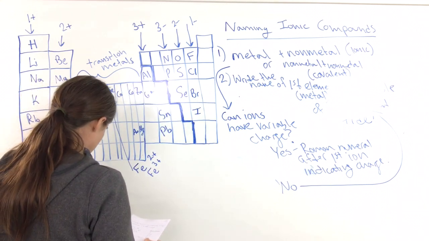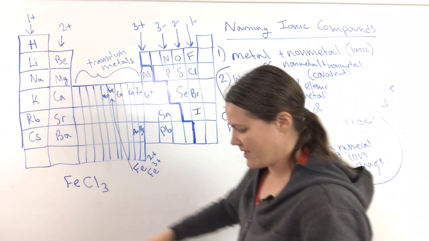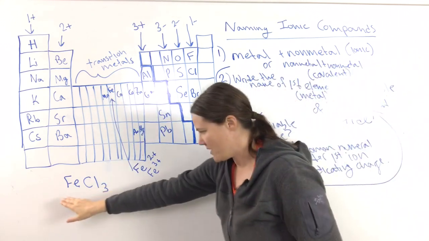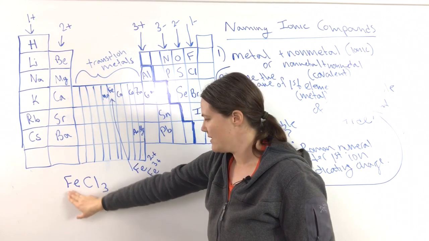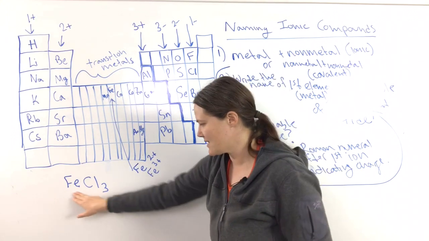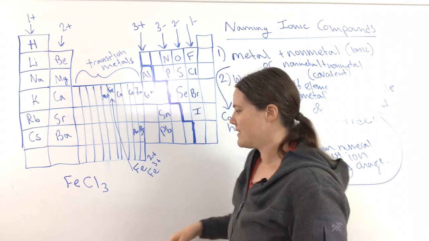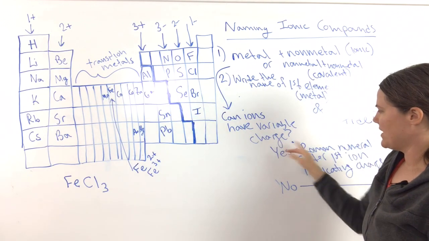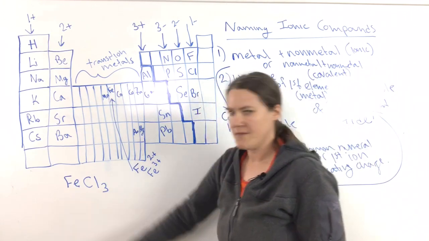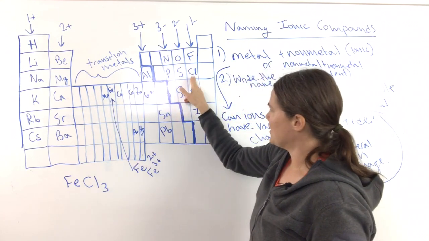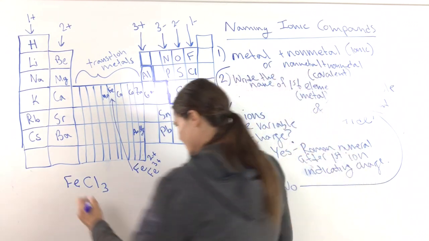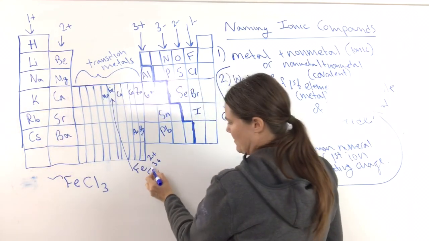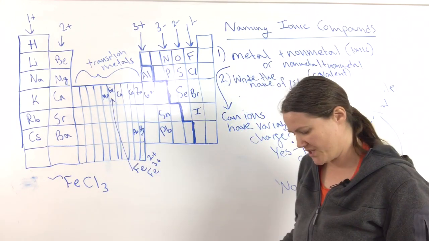So let's look at Fe. So we have iron and chlorine. The first thing we want to do is ask, okay, is this an ionic bond? Well, we have a metal, which is iron, and we have a non-metal, which is chlorine. So this is most likely an ionic bond. The next thing we need to do is say, okay, do any of these ions have a variable charge? Chlorine doesn't. It always forms a -1 charge, but iron can form, I already have it written here, a 2+ charge or a 3+ charge.